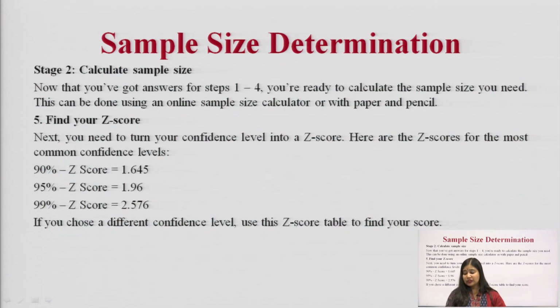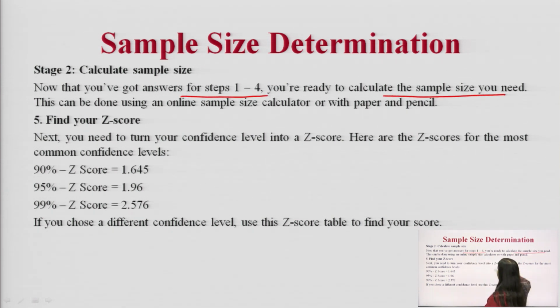Then stage 2, you have to calculate the sample size. Whatever we have done in steps 1 to 4, you are now ready to calculate the sample size you need. This is done using an online sample size calculator or the paper and pencil method. First of all, you have to find out your Z score. So how do we find the Z score?